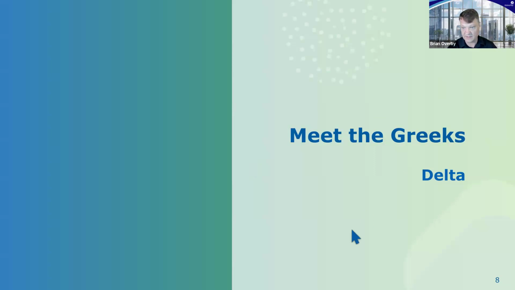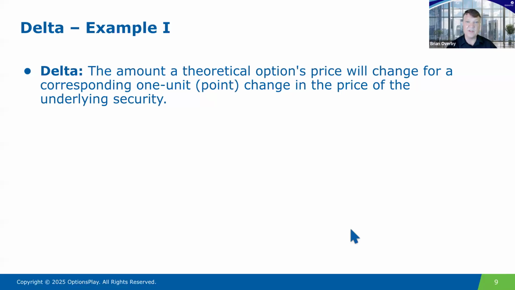So here we go. That's delta, the big one. So here's the textbook definition of delta. It's the amount the theoretical option price will change for a corresponding 1 point change in the price of the underlying. So the stock goes up 1, how much does my option move? The stock goes down 1, how much does my option move? That's what delta will try to give you, a realistic expectation, even though it's in a theoretical world. So we've got to take what the market gives us.